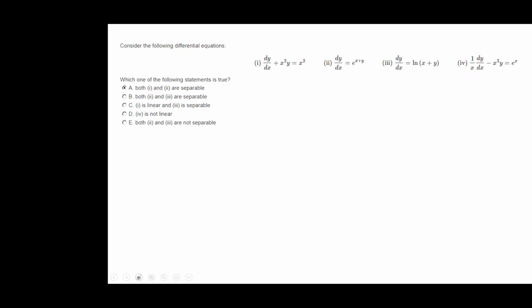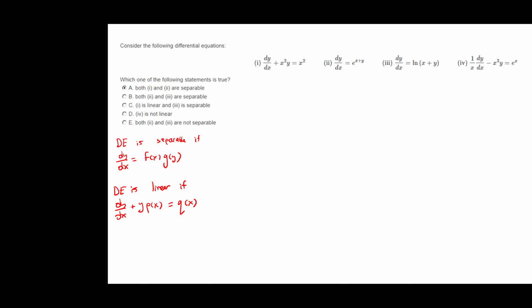We're going to check each claim here. What does it mean for something to be separable? So the differential equation, DE, is separable if dy by dx is equal to f of x times g of y. If we can write the differential equation in this form, then we can separate out the variables. A DE is linear if we can write it as dy by dx plus y times p of x is equal to q of x.